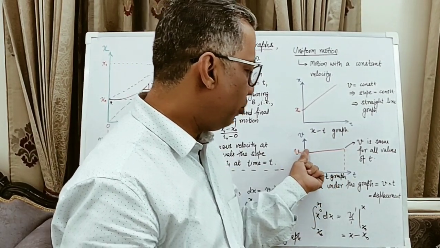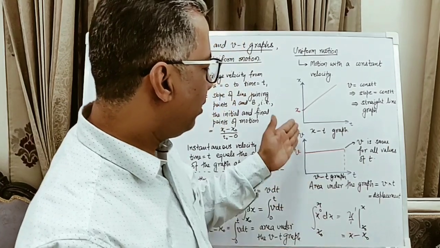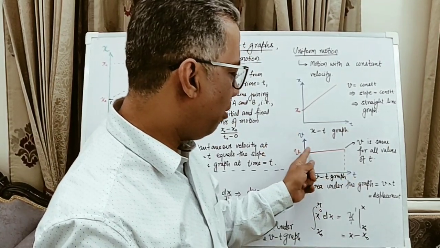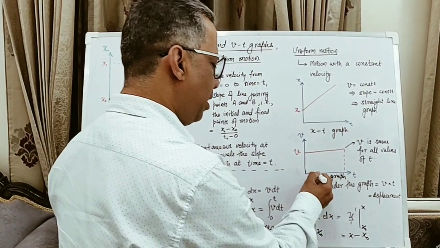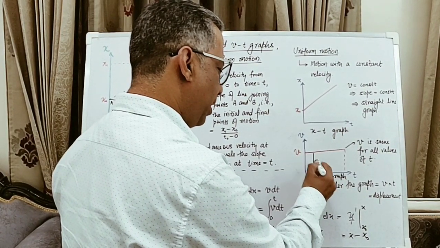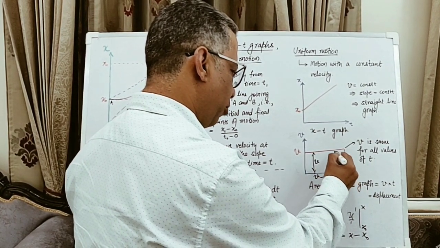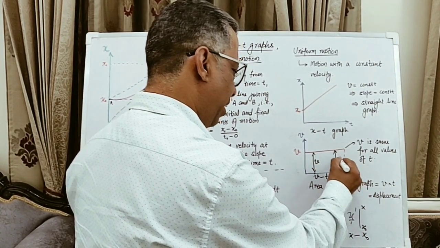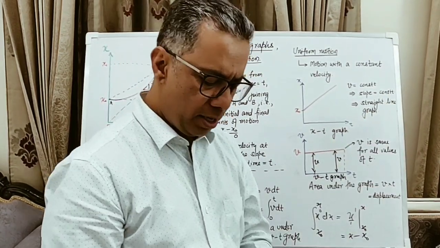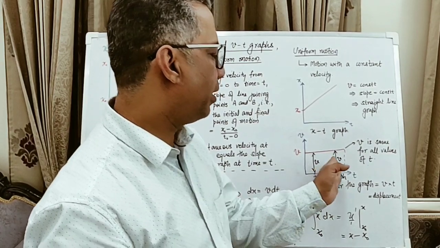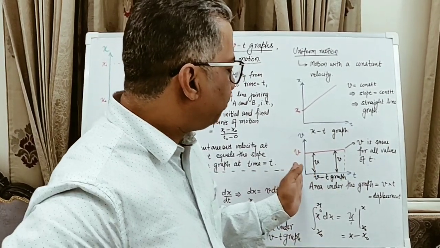Since we have been told that in this motion velocity is constant, the vt graph is a horizontal line. Now a horizontal line means that at any point of time the magnitude of velocity remains the same. So for all values of t we have the same v, and this represents therefore the vt graph for uniform motion.